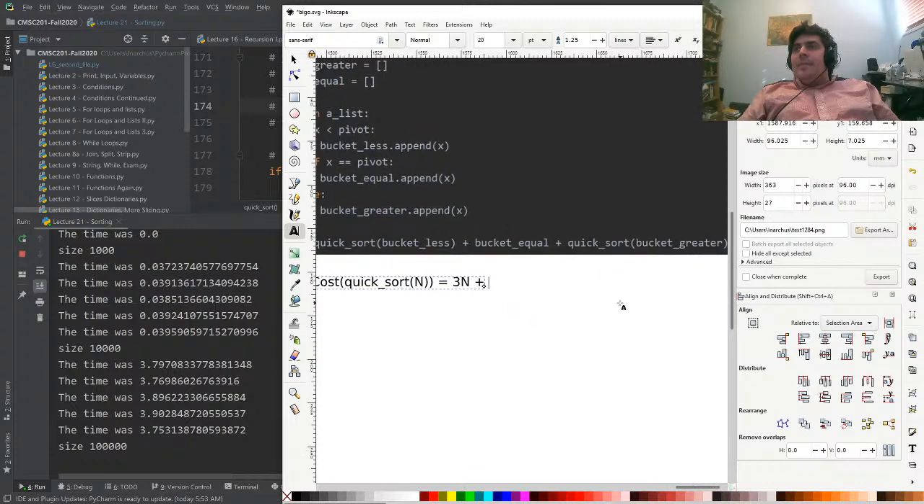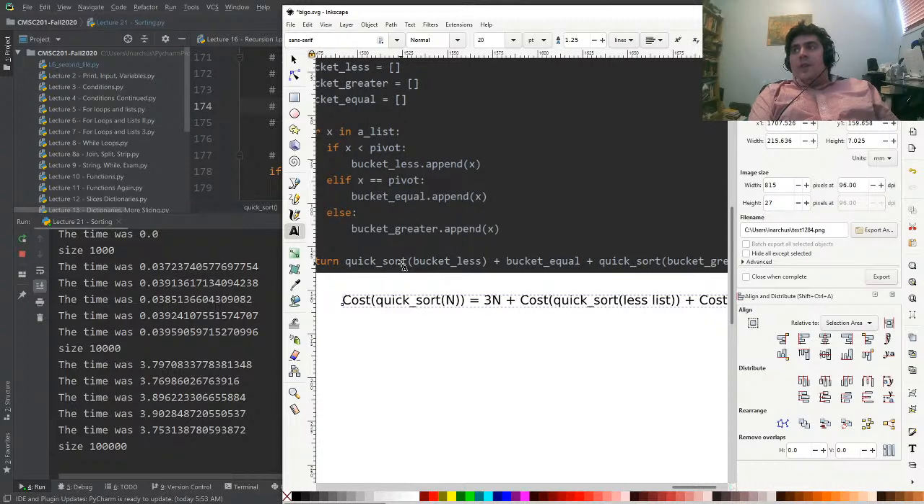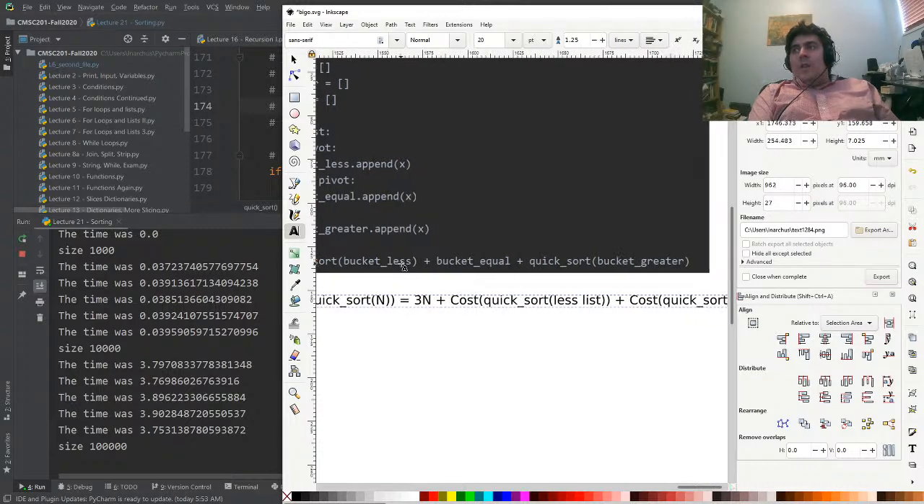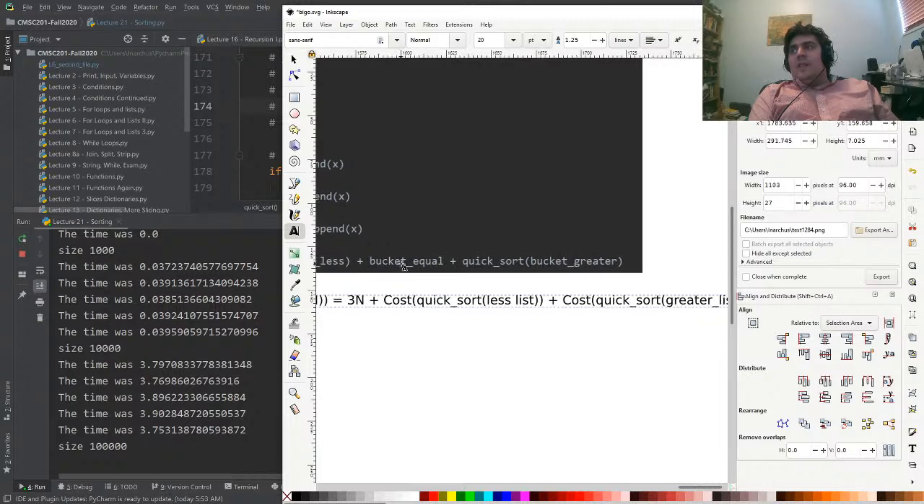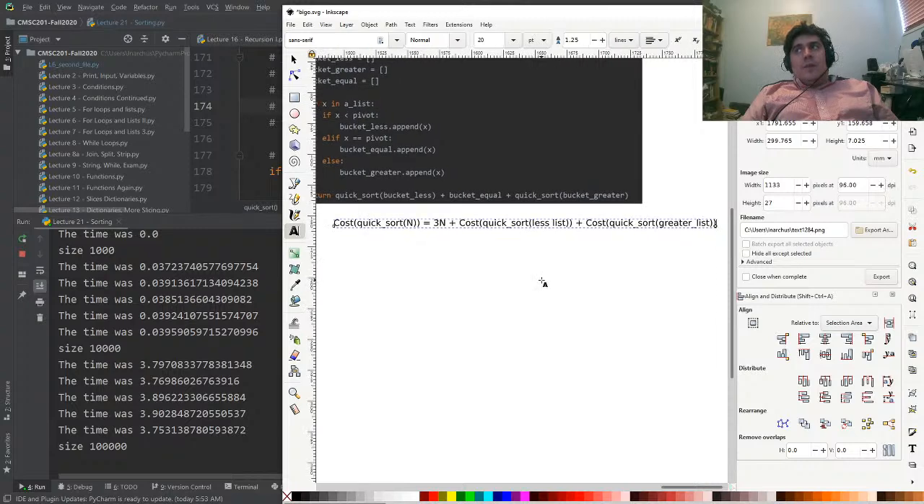And then, what do you have here? You have this list concatenation, but then the real cost is the cost of quicksort on this less list, plus the cost of the quicksort on the greater list. And so this leads me into the best case and the worst case analysis for quicksort. So let's talk about what makes quicksort do the best and what makes quicksort do the worst.